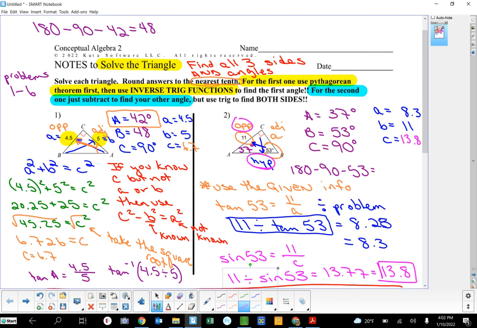And remember, that's your hypotenuse, right? Hypotenuse should always be the longest side of the triangle. So your goal here, you're given 3 pieces of information, you're finding 3 pieces of information for both of these, okay? So that's how those are going to work.